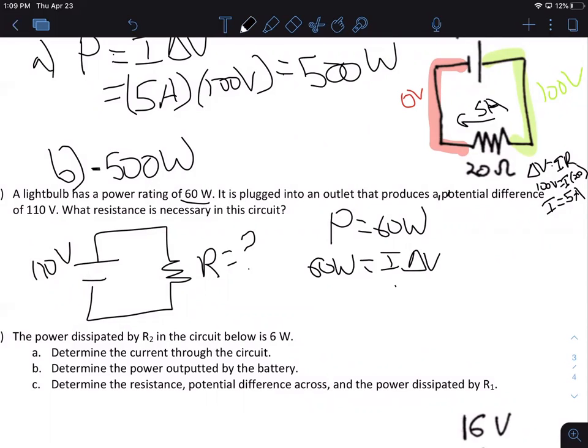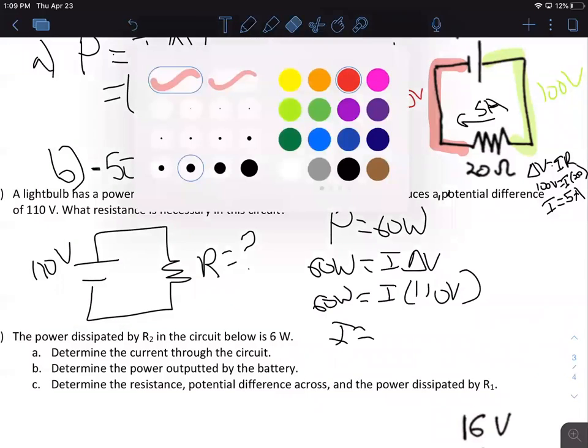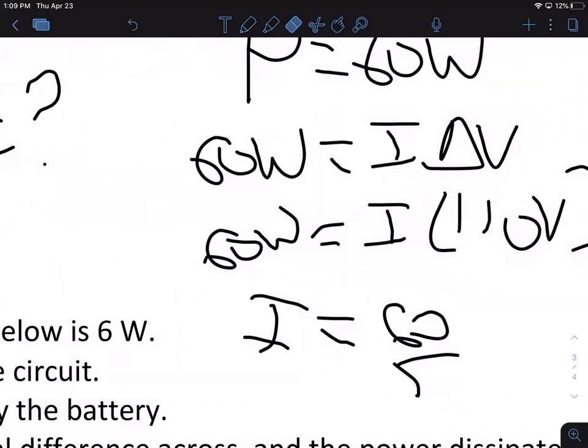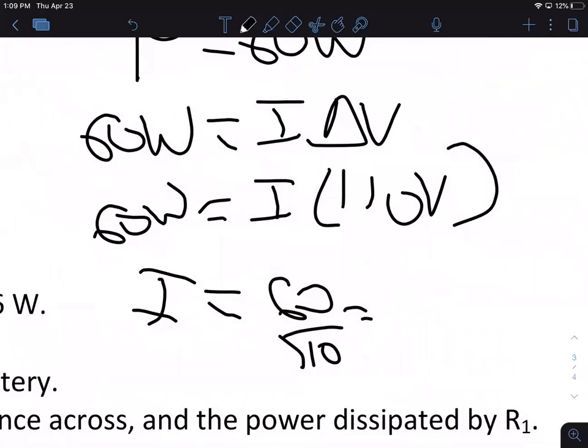So 60 watts equals I times 110 volts. I should have made that 120 volts to make this math a little easier. Next year, maybe. 60 over 110 is 6/11ths, whatever that is. 0.54 amps.